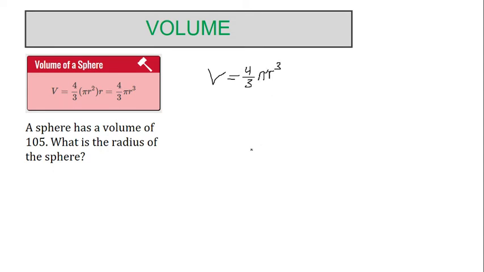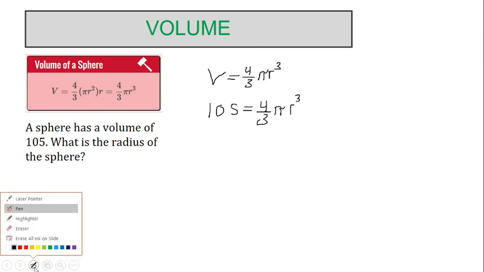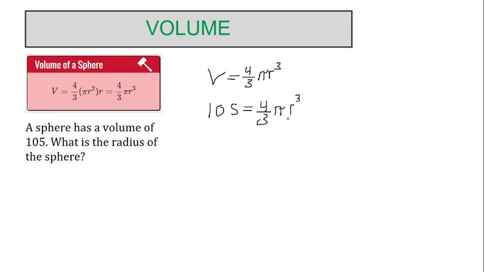Let's plug in what we know. In this case, it's the volume. Right, so 105 is equal to 4/3 pi times the radius cubed. All right, so our goal here is to isolate that r, right? Isolate our variable r here.